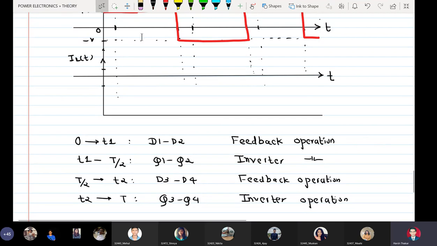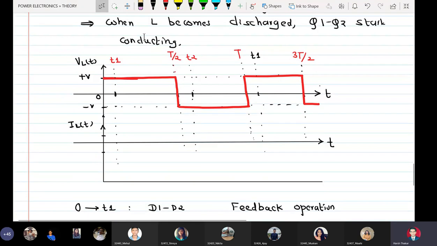Okay, see now how it is. So at this point, the inductor is getting discharged. The instant at which the inductor is getting discharged will be the zero current point. Okay, so see now how it is.